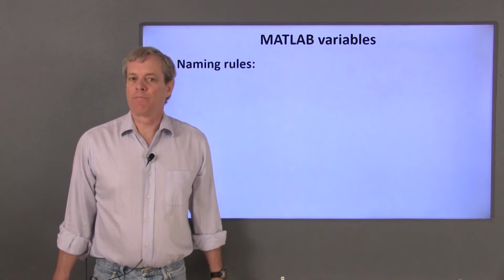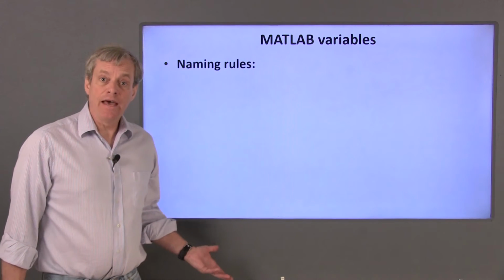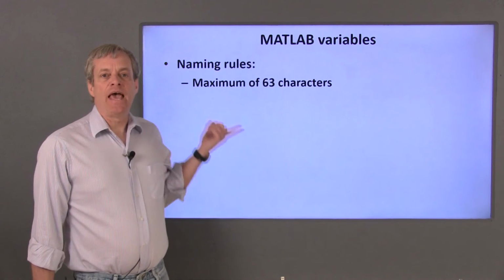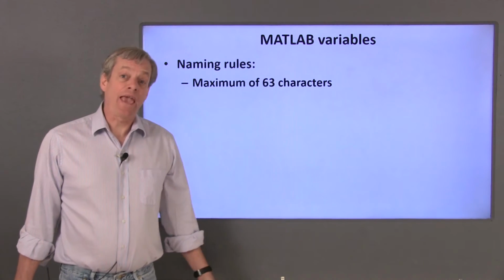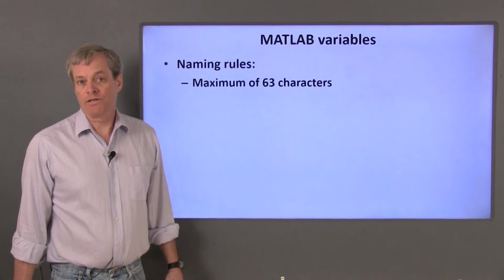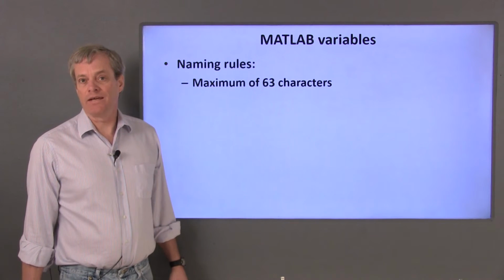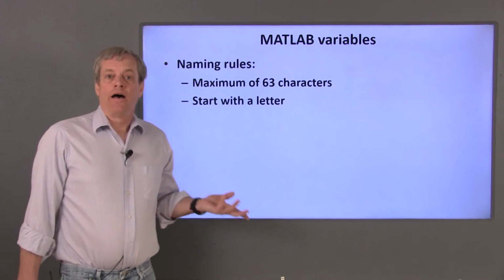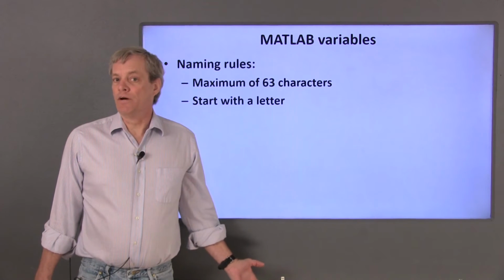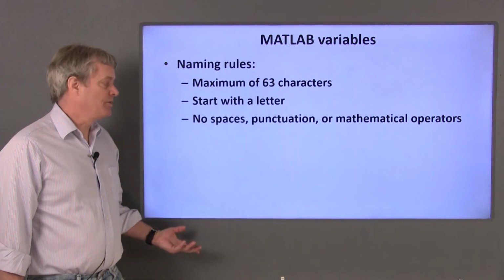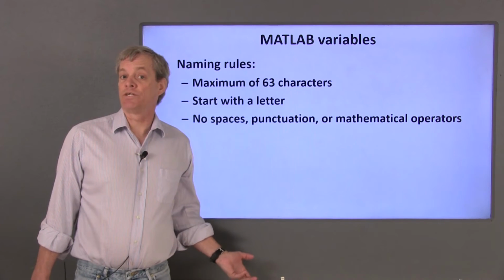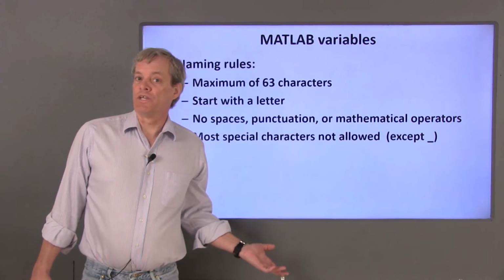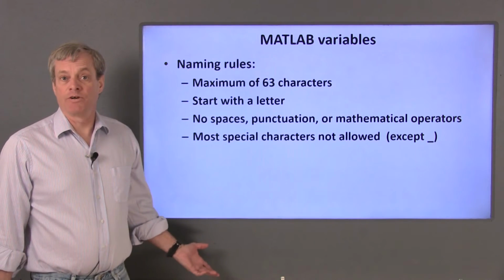The results of mathematical operations are assigned to variables. Next, I'll go through a brief list of some rules for variable names. Variable names can be at most 63 characters long. You can create variable names with more than 63 characters if you want, but MATLAB will remove any characters after the first 63. Variable names should start with a letter. Other characters can be any combination of letters, numbers, or underscore characters. Variable names cannot contain spaces, punctuation, or mathematical operators. Most special characters, such as %, $, and so on, are not allowed in variable names.